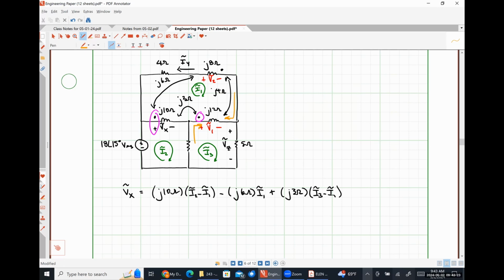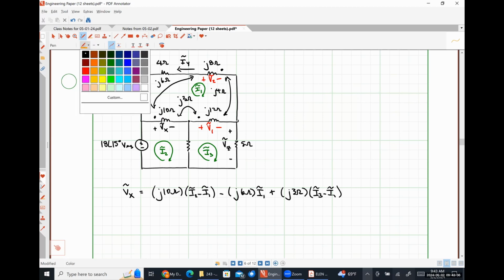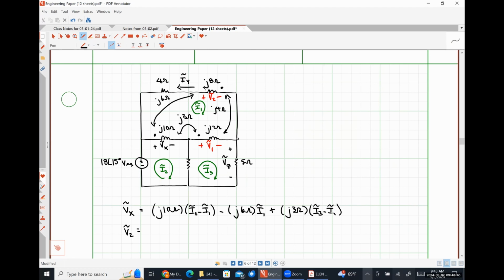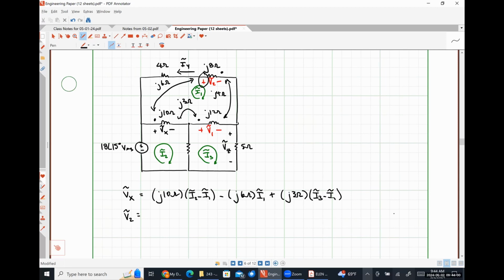All right, so any other questions on our voltage Vx? All righty. So now let's sort out what V2 is. Okay. So just putting a little circle around this so that we can remember. The positive polarity terminal for V2 is at the undotted terminal of the coil, so that's kind of our reference thing. So what's the current flowing into the undotted terminal of the J8 ohm coil? I1.